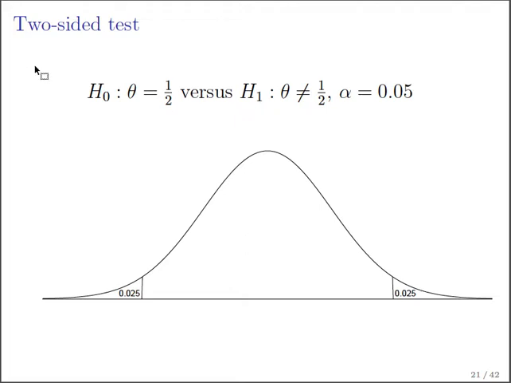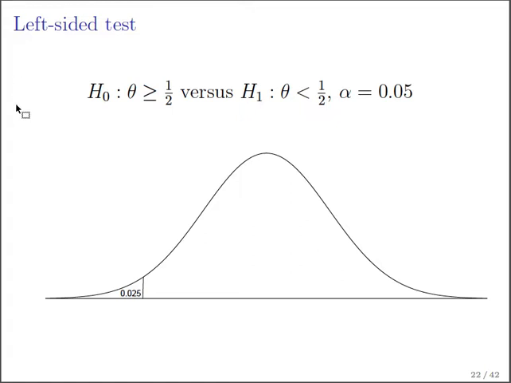This is a normal distribution. That's the approximate distribution of the Z1 or Z2 statistic under the null hypothesis. And the null hypothesis is theta equals a half versus theta is not a half. And here are the two tails of the distribution. If the test statistic gets out either into the left tail or into the right tail, then we'll reject the null hypothesis. And if the null hypothesis is true, then the probability of that happening in either direction is approximately 0.05. The approximately part comes from the large sample theory that we have to talk about.